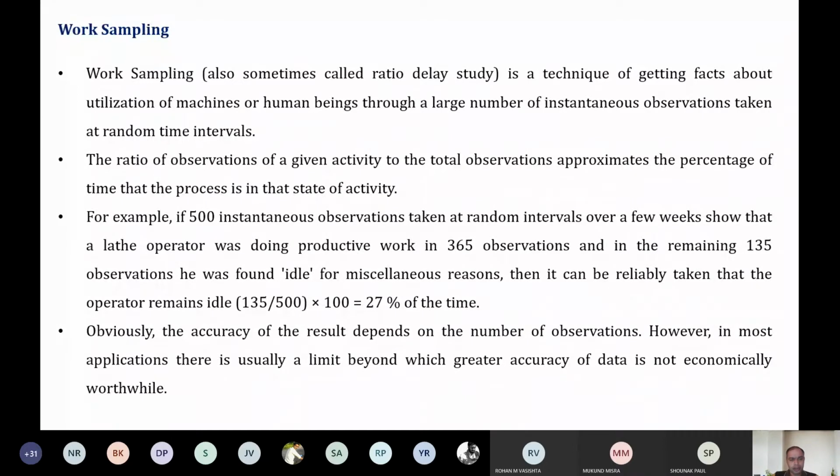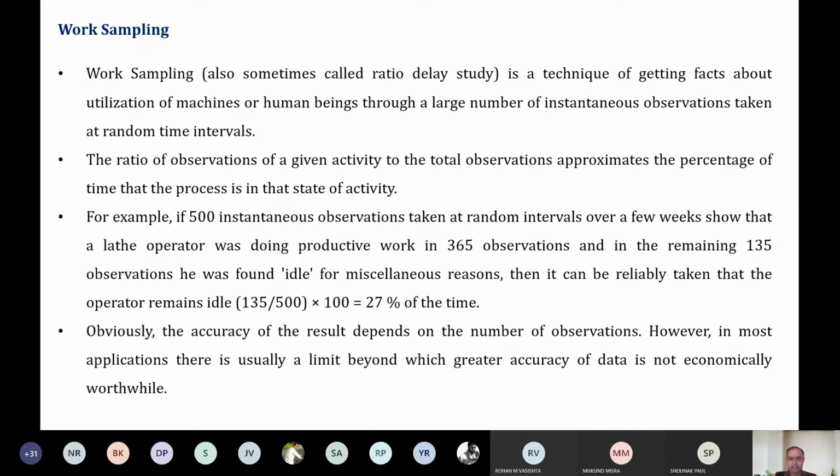Okay, so for example, in this case, there is an employee who is being observed for a week, for 7 days, and the number of observations is 500. So he has been observed at 500 instances, and his working capability is determined. Out of this 500, 365 times he was working, but 135 times he was found idle.